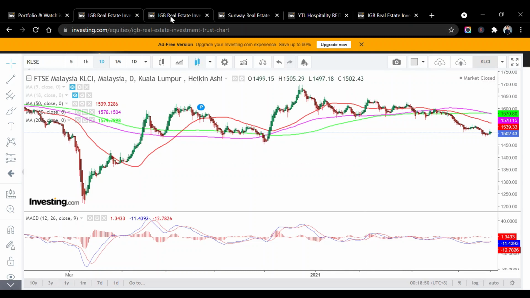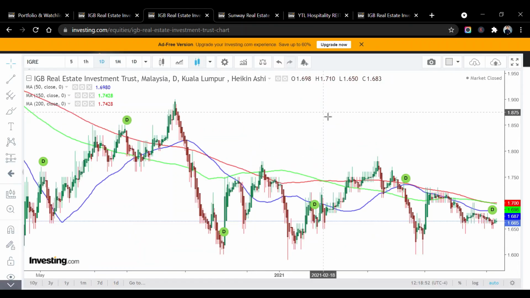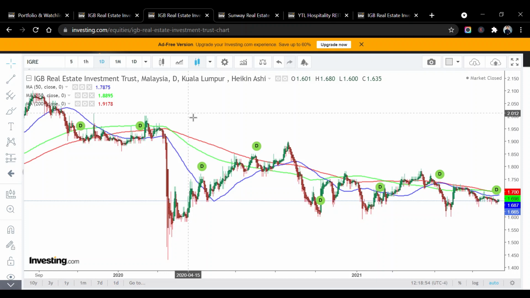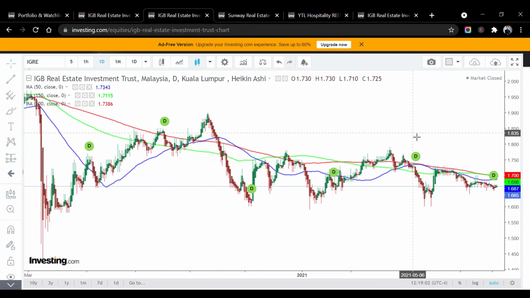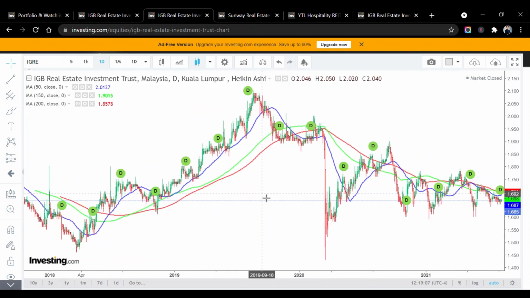Okay, so now let's look at IGB REIT. I have plotted here also IGB REIT. The 50 days moving average is blue color, green is the 150, and red is the 200 days moving average. So you can see, okay, let's zoom out a little bit.